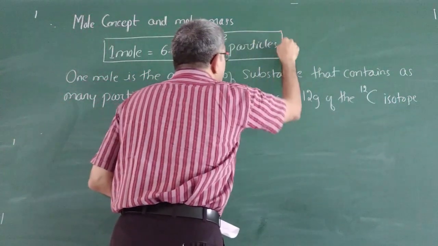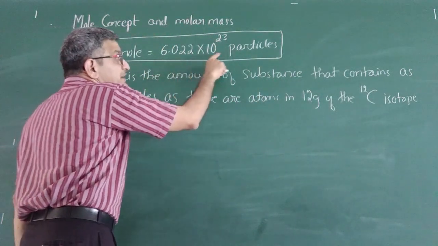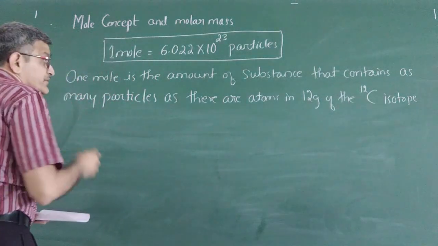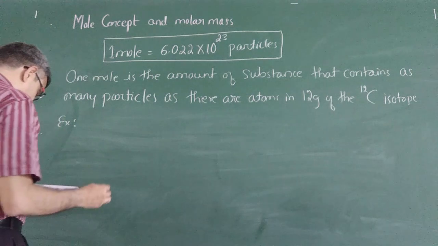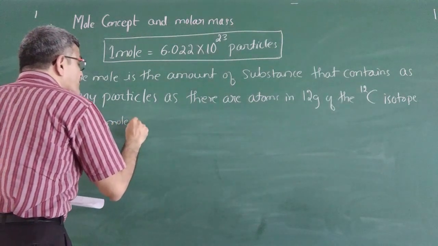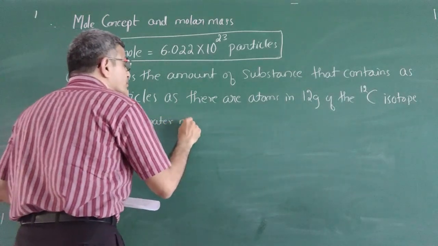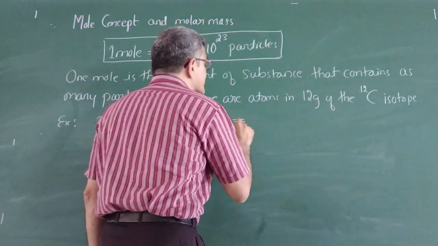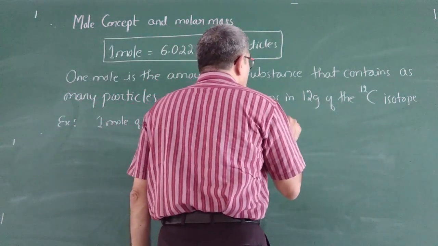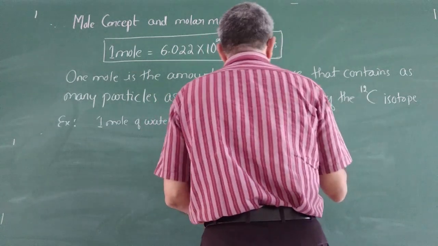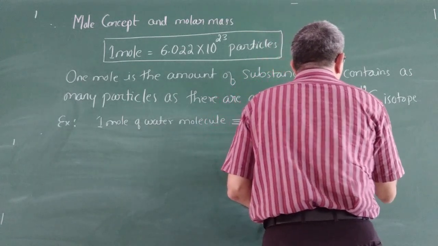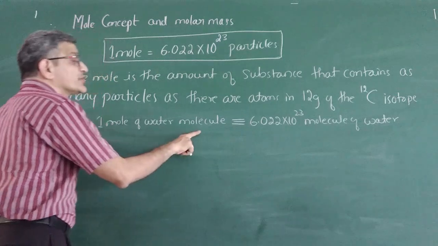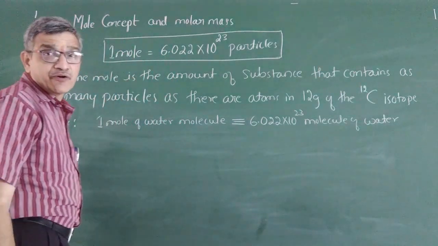Very important. What is 1 mole? 1 mole does not mean 1. 1 mole means this many atoms if atoms, this many ions if ions, this many molecules if molecules. For example, 1 mole of water molecule is not 1 water molecule. 1 mole of water molecule means 6.022 into 10 raised to 23 molecules of water.